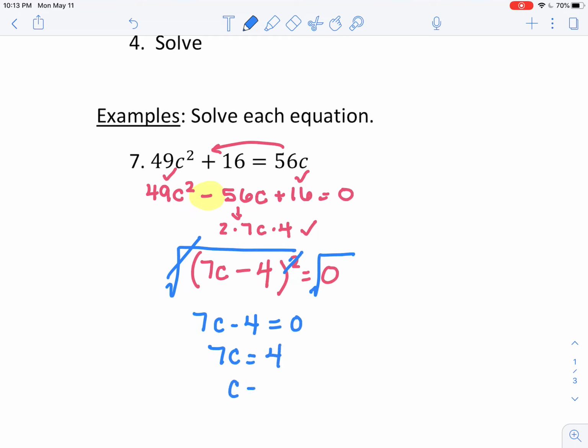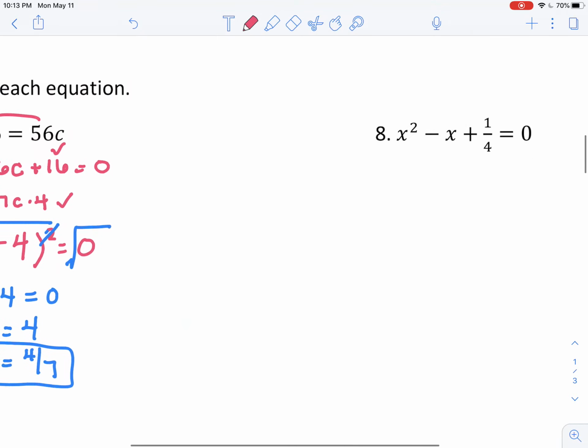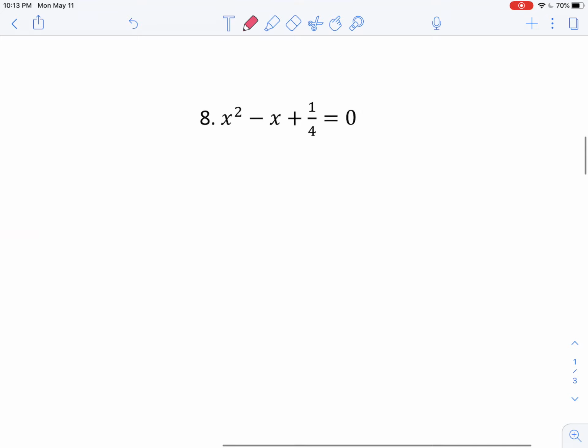Notice here we only have one equation, so we solve and we end up coming up with just one answer. For perfect square trinomials, that's going to happen. We'll just get one answer. Okay, let's do the same thing for question number 8.